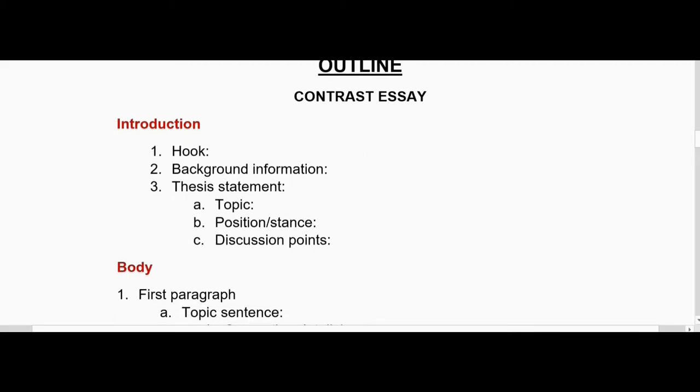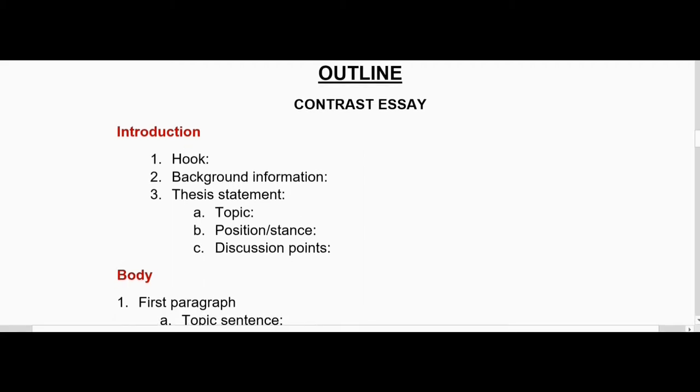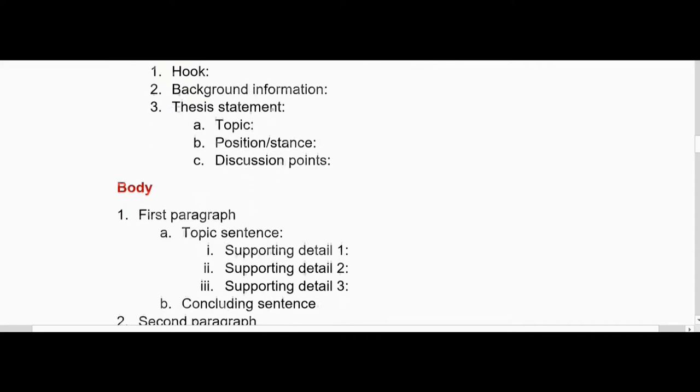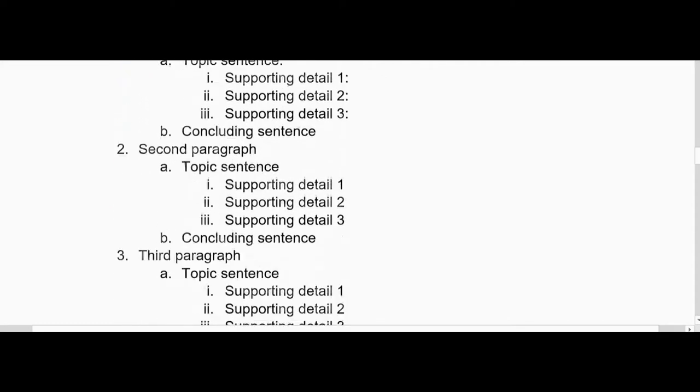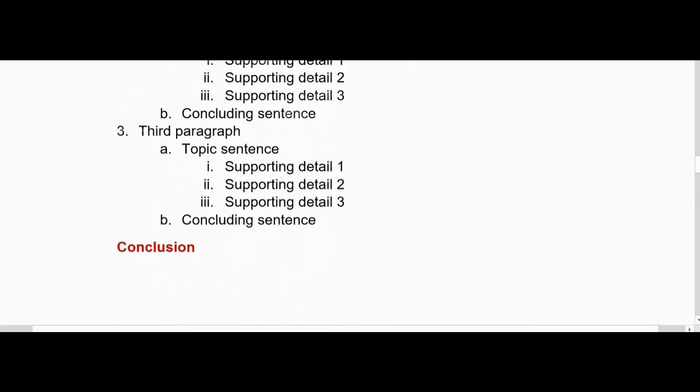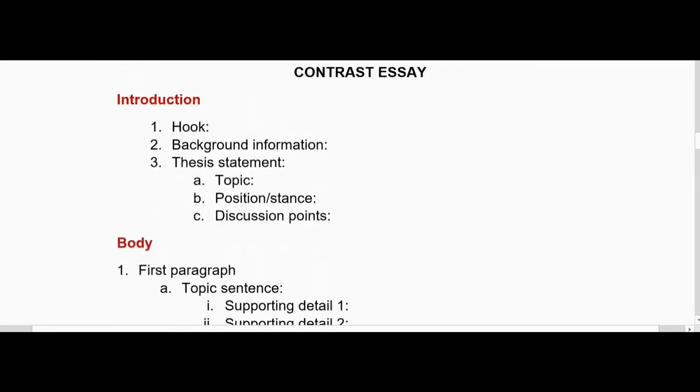In the outline, what you do is the organization of all of your ideas, which ideas you're going to put into specific sections. Now, the outline of a contrast essay needs three general categories or sections. The first one is the introduction, the second one is the body, and the third one is the section for the conclusion. Within these three sections, we need specific elements.